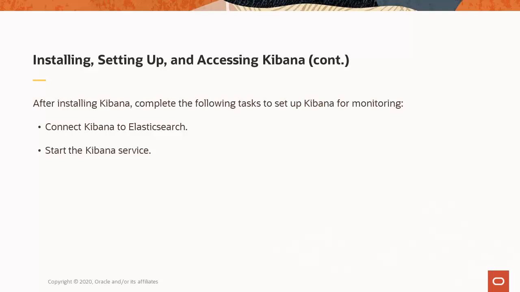The next step is to start the Kibana service, and this process is dictated by the platform on which Kibana is installed. On the Windows platform, you must start the Kibana service manually by running the kibana.bat file. On the Linux platform, the service starts automatically. If it does not, you should run the kibana.sh file.